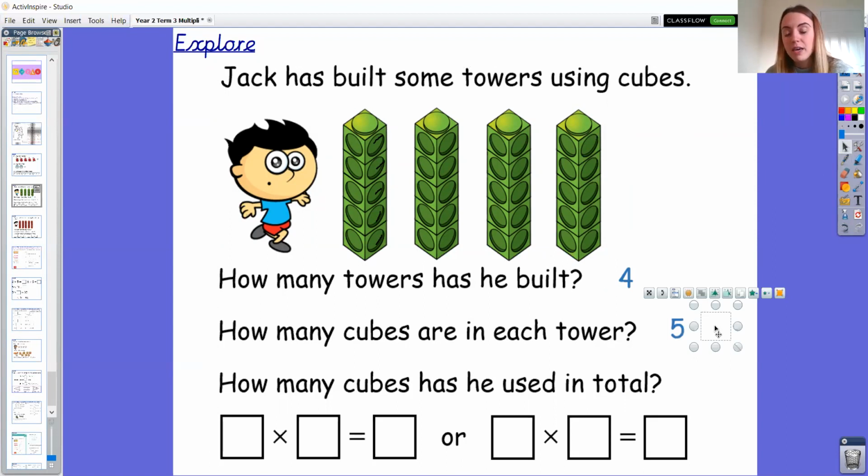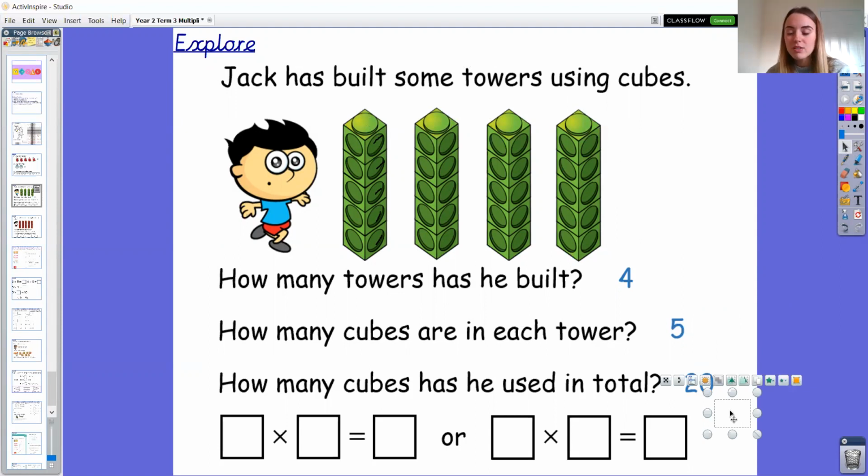So now we need to have a think about how many cubes he has used in total. So there's 4 equal groups of 5. So that's 4 lots of 5. So should we count in our 5s together? 5, 10, 15, 20. Brilliant. So let's answer in a full sentence all together, Year 2. Jack has used 20 cubes in total.